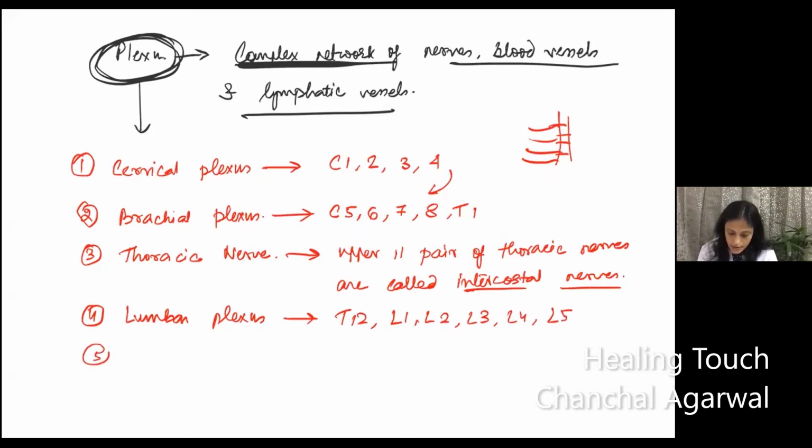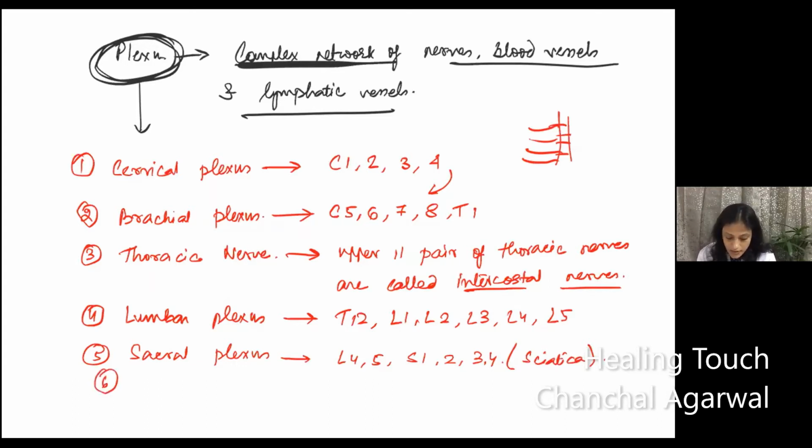Number 5 is sacral plexus. Sacral plexus consists of L4, 5, S1, 2, 3, 4. So these nerves are forming the sacral plexus, and from the sacral plexus only your very, very important nerve, which we treat very frequently, sciatica, is related to the sacral plexus only.